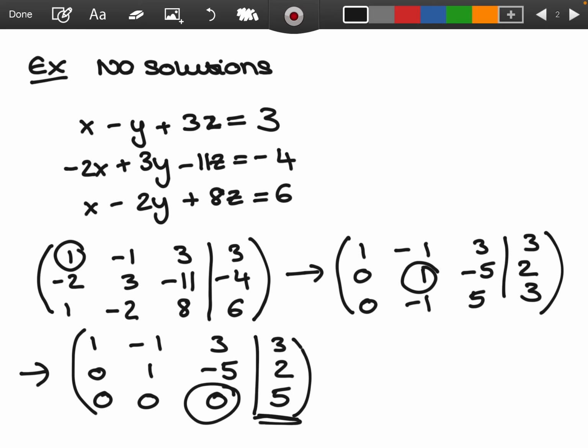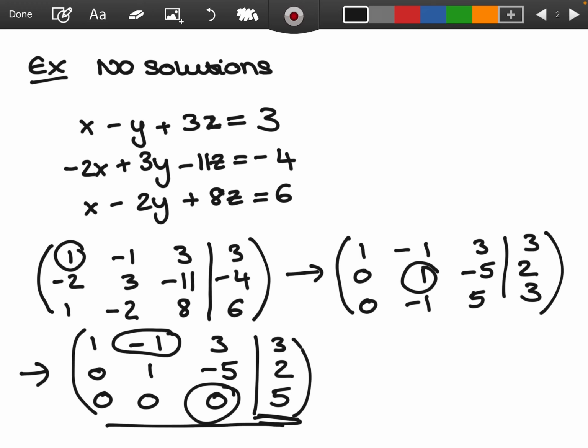So at this point, we're done with the forward elimination. But I cannot do any backward elimination that is of any use to me at this point. I could go ahead and turn this entry here into a 0, but it's kind of pointless given what I have for my last row. And this is something that you need to be aware of, to look out for.